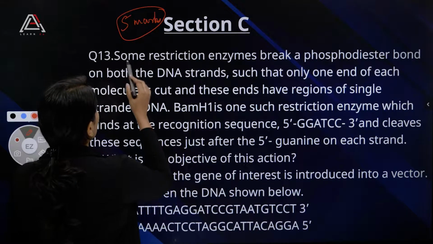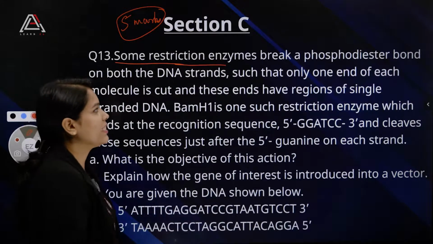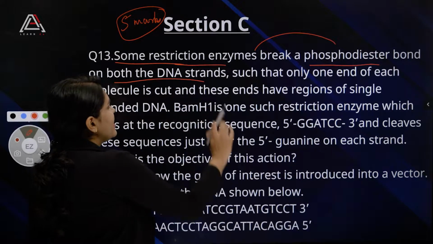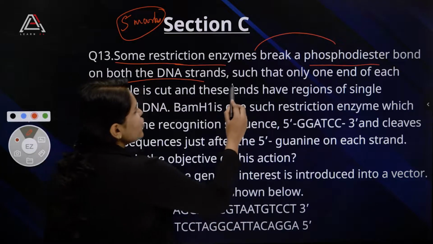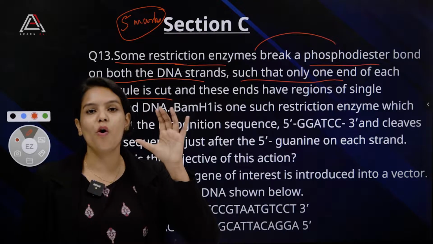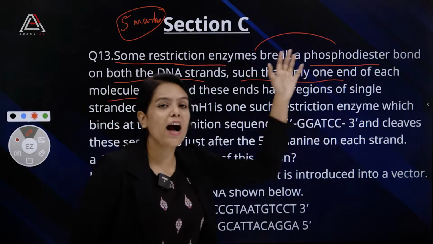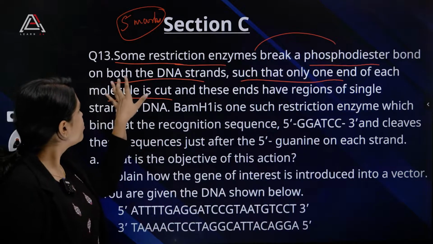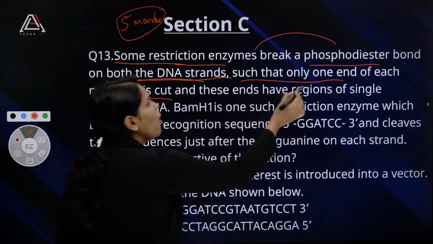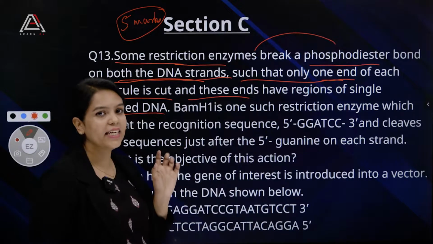Okay, so they are talking about a restriction enzyme. So what does a restriction enzyme do? It basically breaks the phosphodiester bond on both the DNA strands, such that only one end of each molecule is cut. So what is happening here? A restriction enzyme is breaking a phosphodiester bond. The DNA is basically cut on one end, so these ends have single-stranded DNA now.